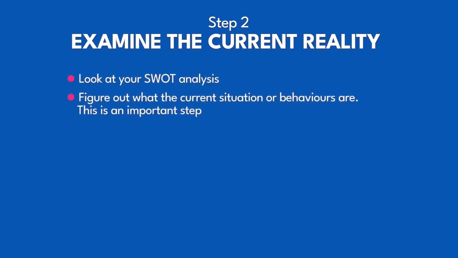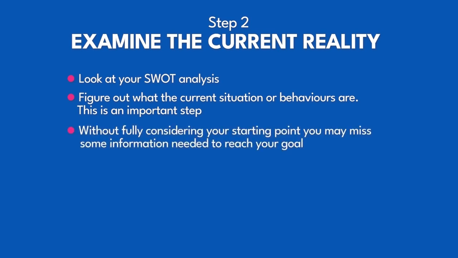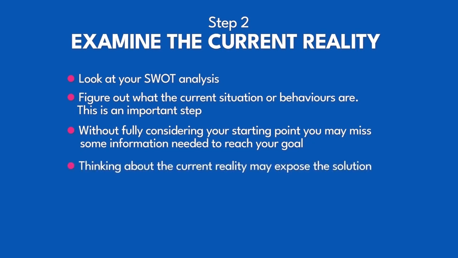Step 2. Examine the current reality. Look at your SWOT analysis. Figure out what the current situation or behaviors are. This is an important step. Too often, people try to reach a goal without fully considering their starting point, and often they're missing some information that they need in order to reach their goal effectively. When you start thinking about the current reality, the solutions may start to emerge.